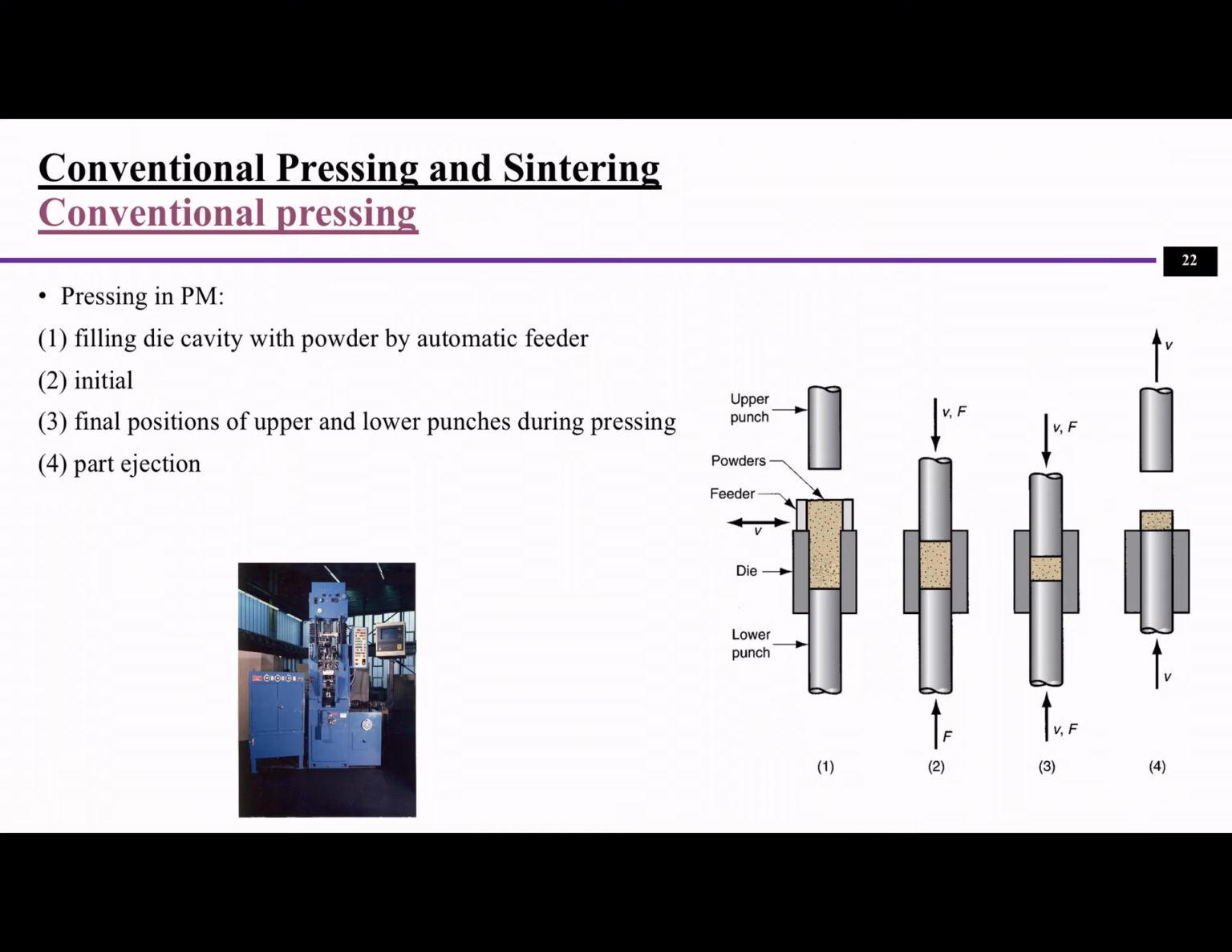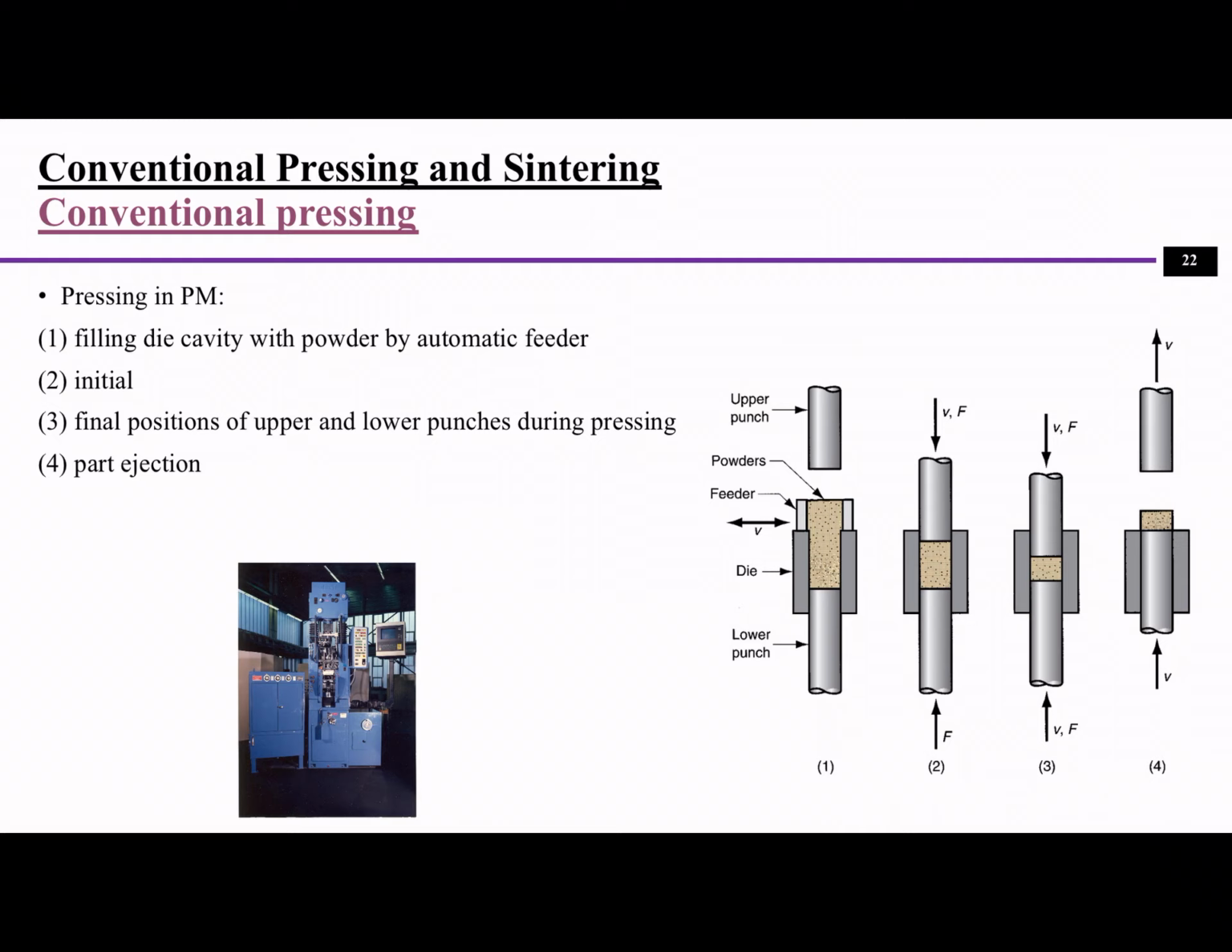This is an example of a machine for conventional pressing. First, we fill the die cavity with the powders by an automatic feeder, and then it will start to give initial pressure, and then we'll give a higher pressure with the punch into the die, and then create the shape of the product, and then the part will be ejected.